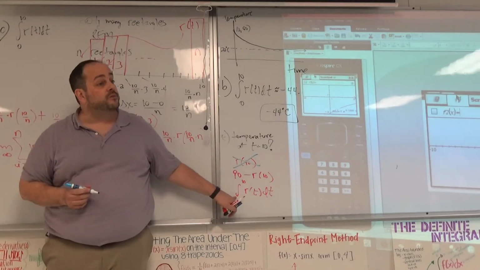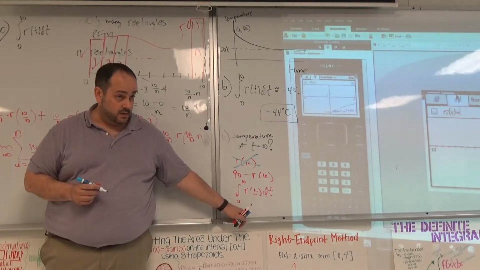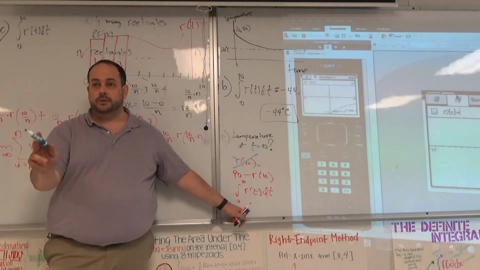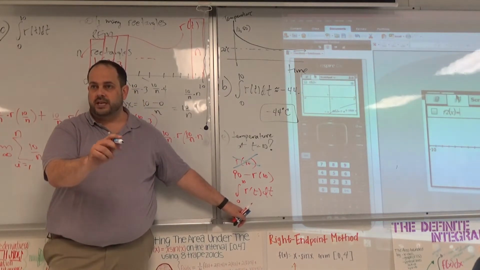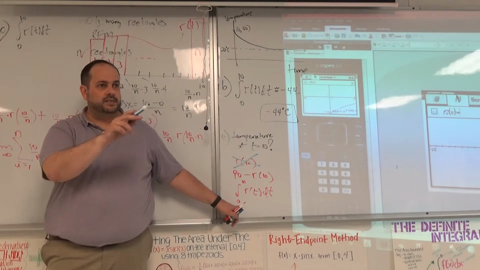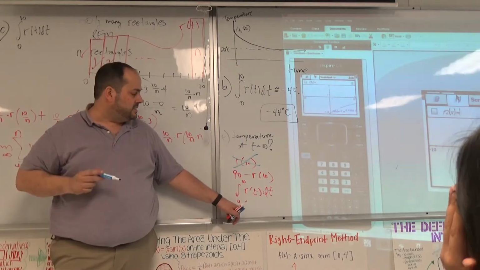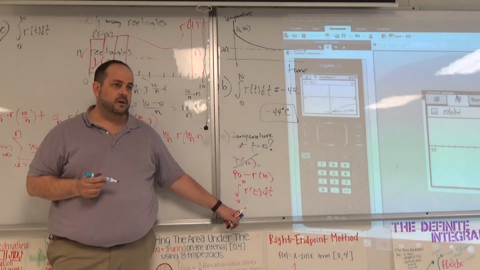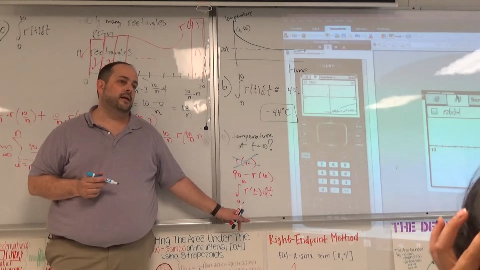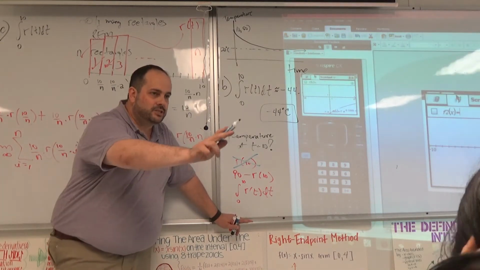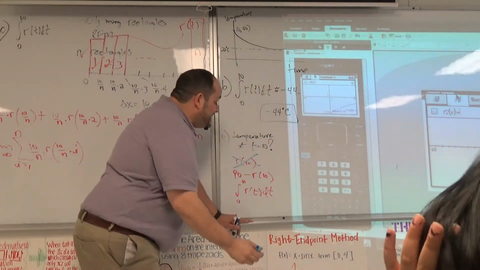Popular one, integral from 0 to 10 R of t dt. Why not this one? Just Jasmine? I see Brianna, I see Janaea. Cassandra, why not this one? Because it will give us how much the temperature decreased. How much the temperature decreased by.